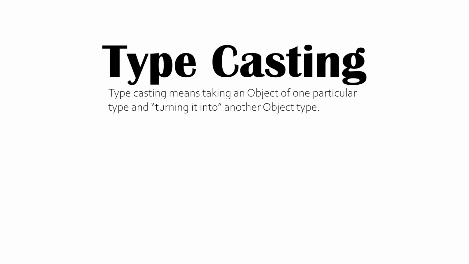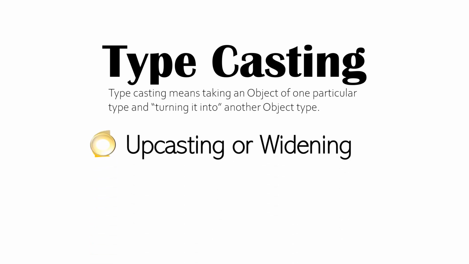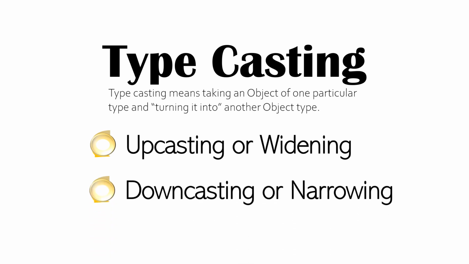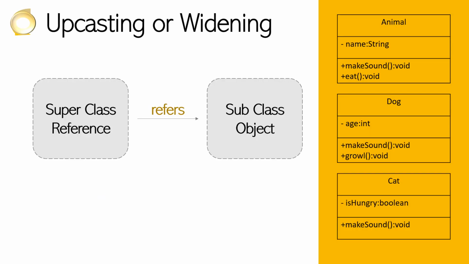There are two types of typecasting. They are upcasting or widening, and downcasting or narrowing. Upcasting is the typecasting of a child object to a parent object. Upcasting can be done implicitly. It gives us the flexibility to access the parent class members, but it is not possible to access all the child class members using this feature.